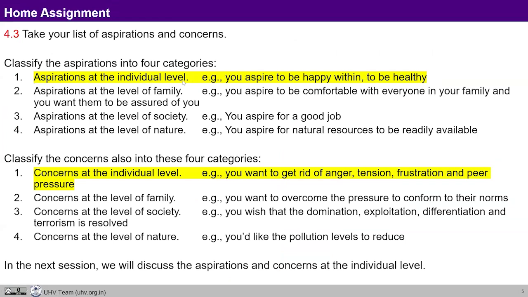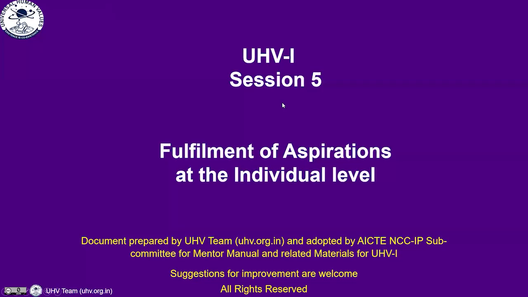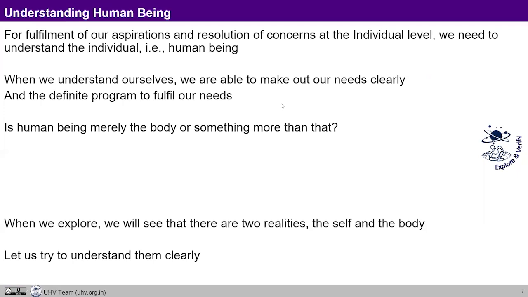Okay, now we are going to discuss aspirations and concerns at the individual level. So we open with the discussion. For fulfillment of our aspirations and resolution of concerns at the individual level, we need to understand the individual, that is human being. And when we understand ourselves, we are able to make out our needs clearly and also the definite program to fulfill our needs. So is human being merely the body or something more than that? Let us explore this.